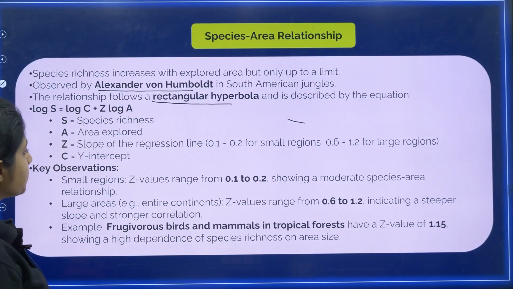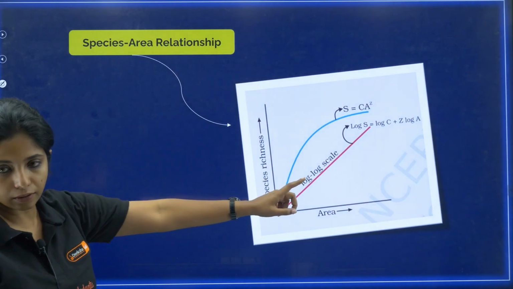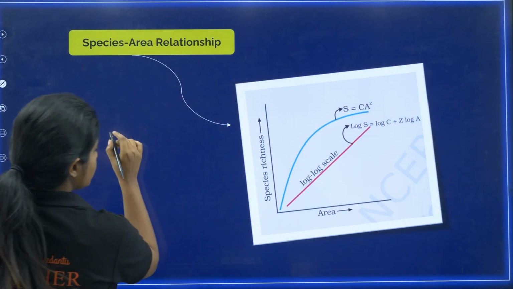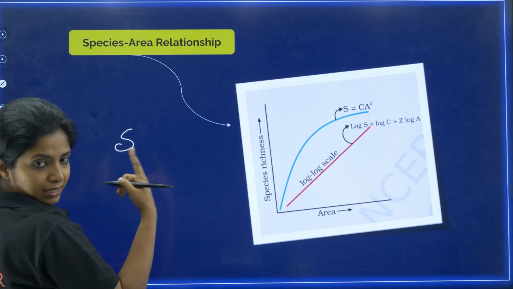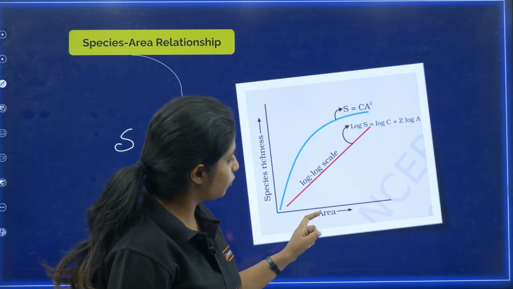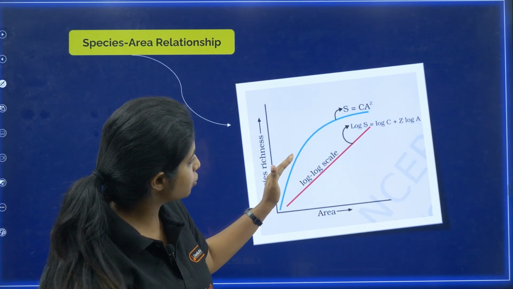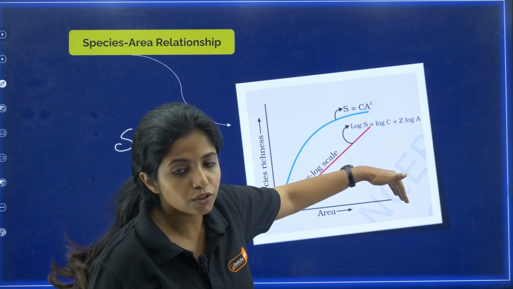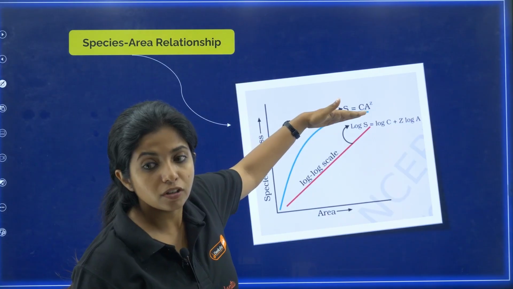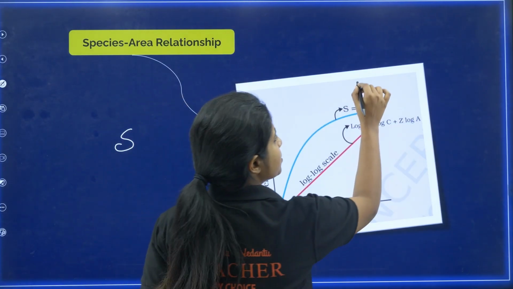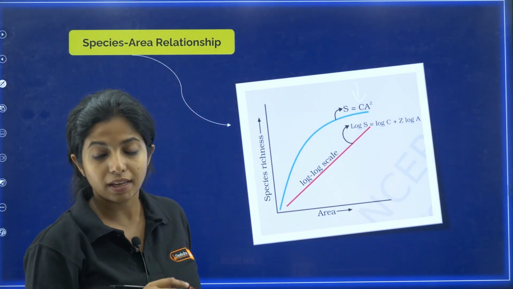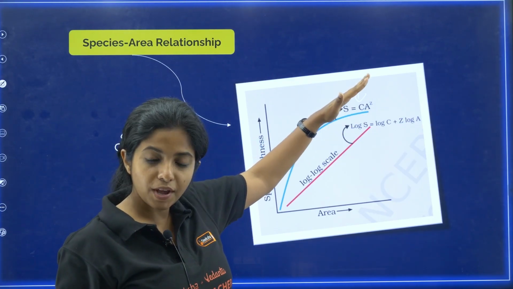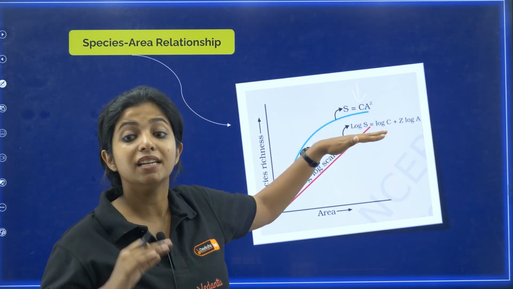plus Z log A. So I want to explain this to you over here. This indicates species richness, and this is the area. As I go beyond in area, for example, if the area is this much, species richness is also increasing, but what is happening? Even if I increase the area, the amount of species richness is going to stop somewhere. It is a stable graph that is being formed. It is not going up. Why? Because, as I said, there is a limit to it.